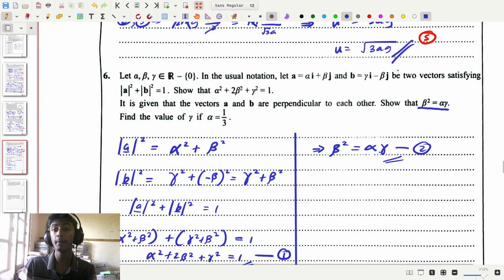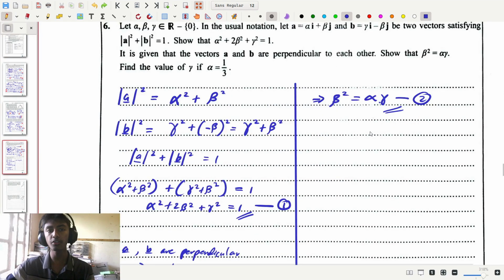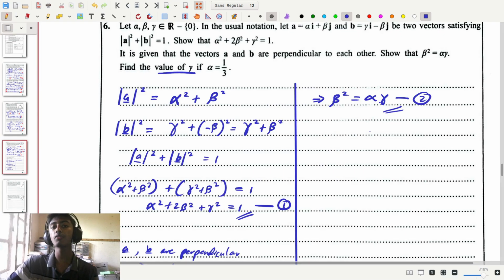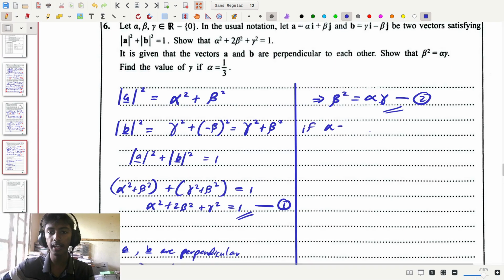We need to show that beta squared is equal to alpha gamma. So there, we've done that part of the question as well. Now for the final part of the question, we are asked to find the value of gamma if alpha is equal to 1/3.